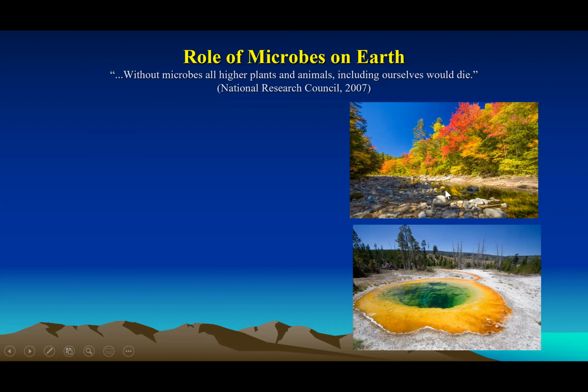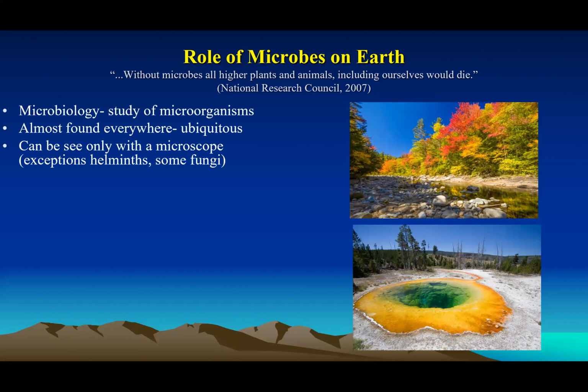So it's ubiquitous. That means it's found everywhere on Earth, in the air, in the water, in plants, in animals, in the dirt. Without microbes, life as we know it can't exist. Everything in the world evolved from a microbial ancestor. Microbiology is the study of microbes. It is found everywhere. So the word for that is ubiquitous. And you need a microscope to see it. That's why it's called a microorganism.